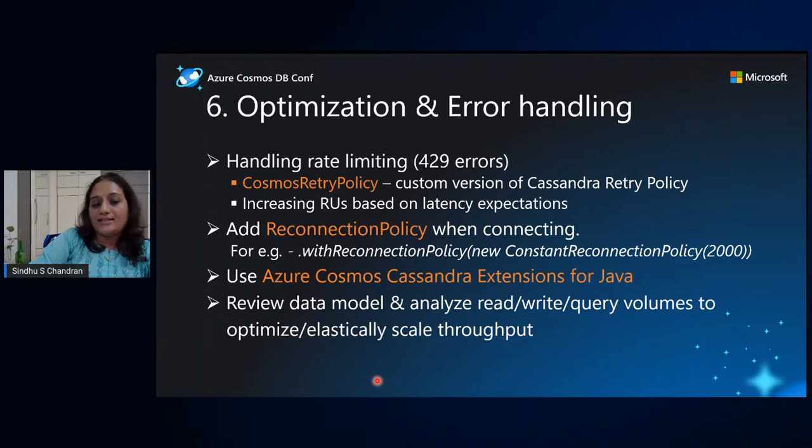And finally, what we learned is that you get charged the same if your record is 0.1 KB or 1 KB. So it helps to have a data model which is suitable to that. And it is important to analyze the read, write, and query volumes so that we can manage the throughput, provision RUs, elastically scale, do all of those.